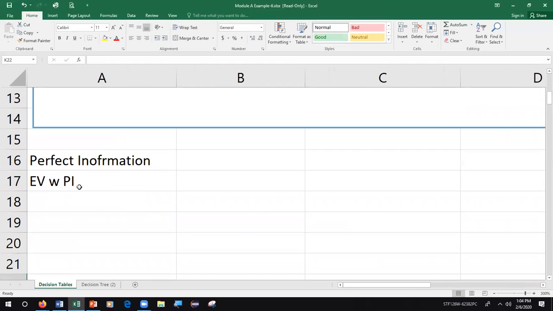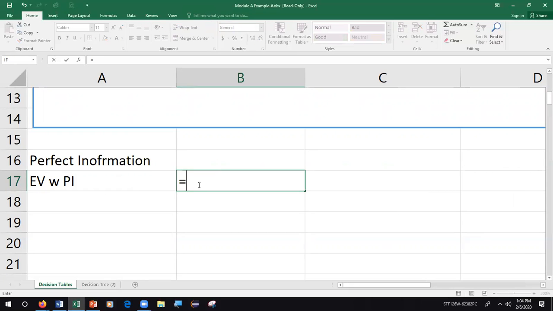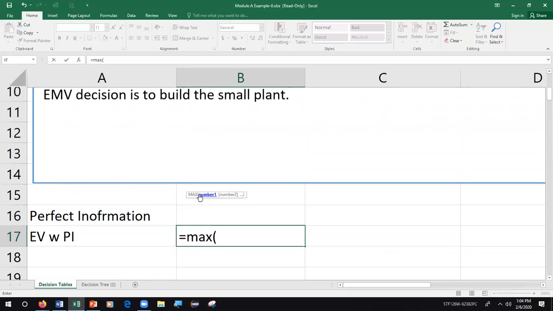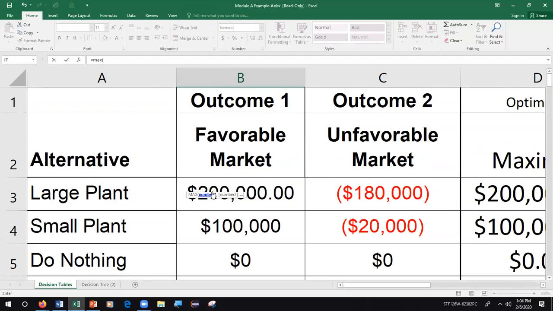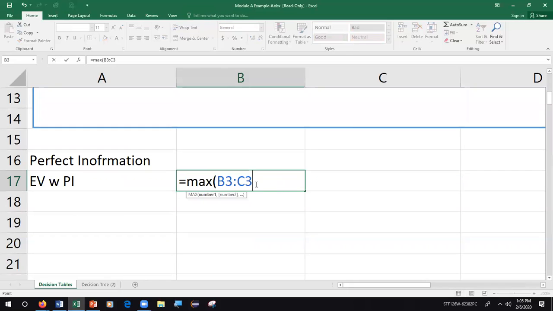So our expected value with perfect information, and what we can determine there is that remember, it's the max of all the alternatives times their probability. So let's put that over here and just do something like equals MAX, and then we want to go up here and select these first alternatives. So that would.